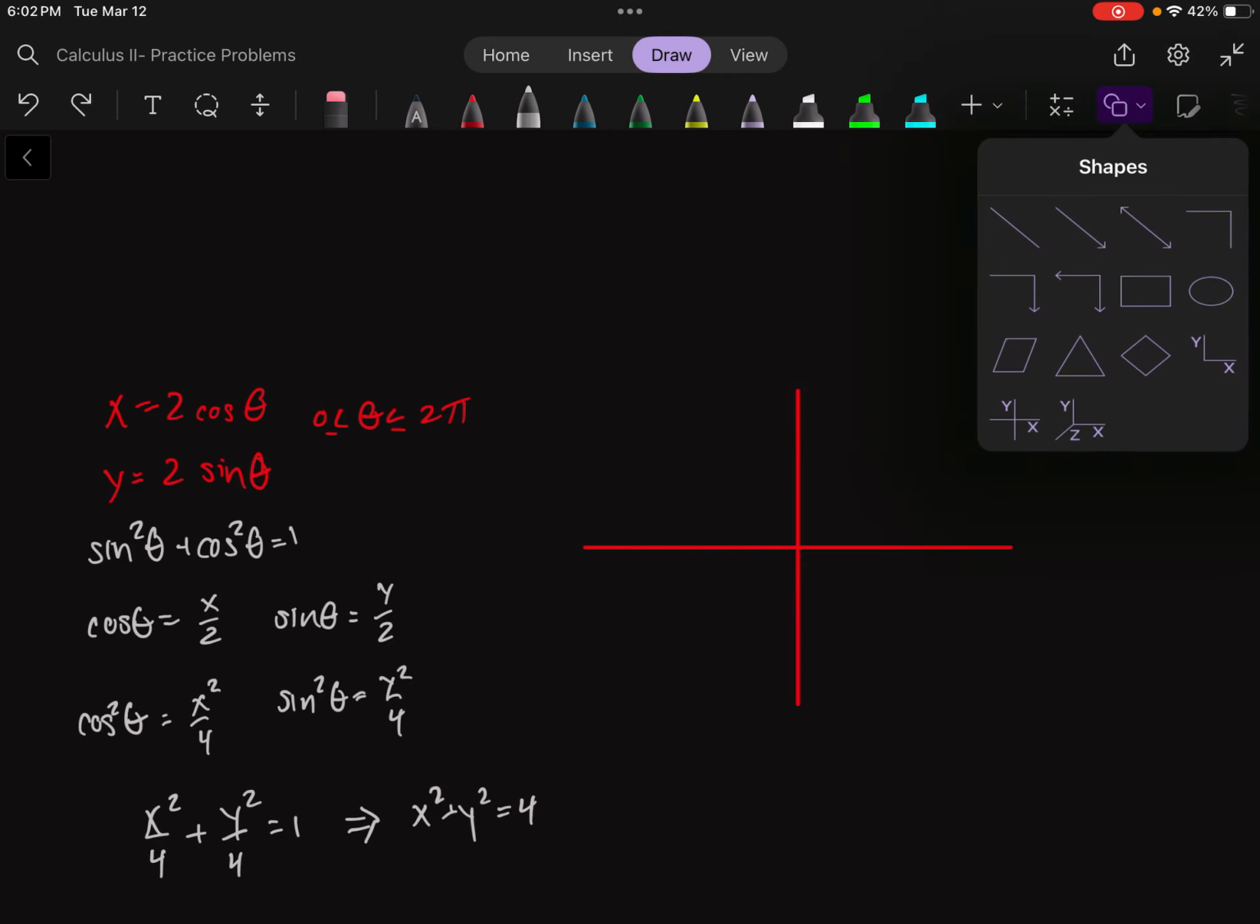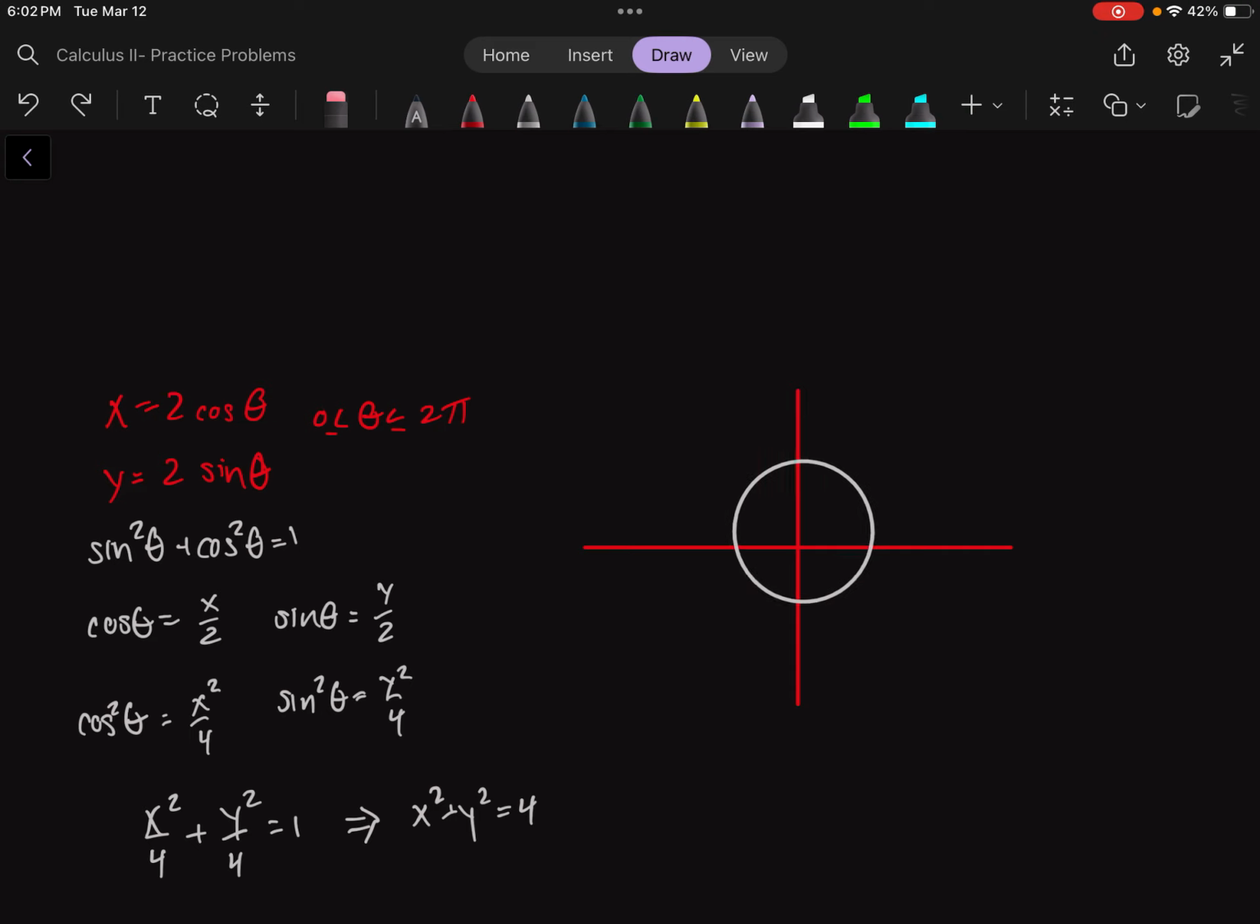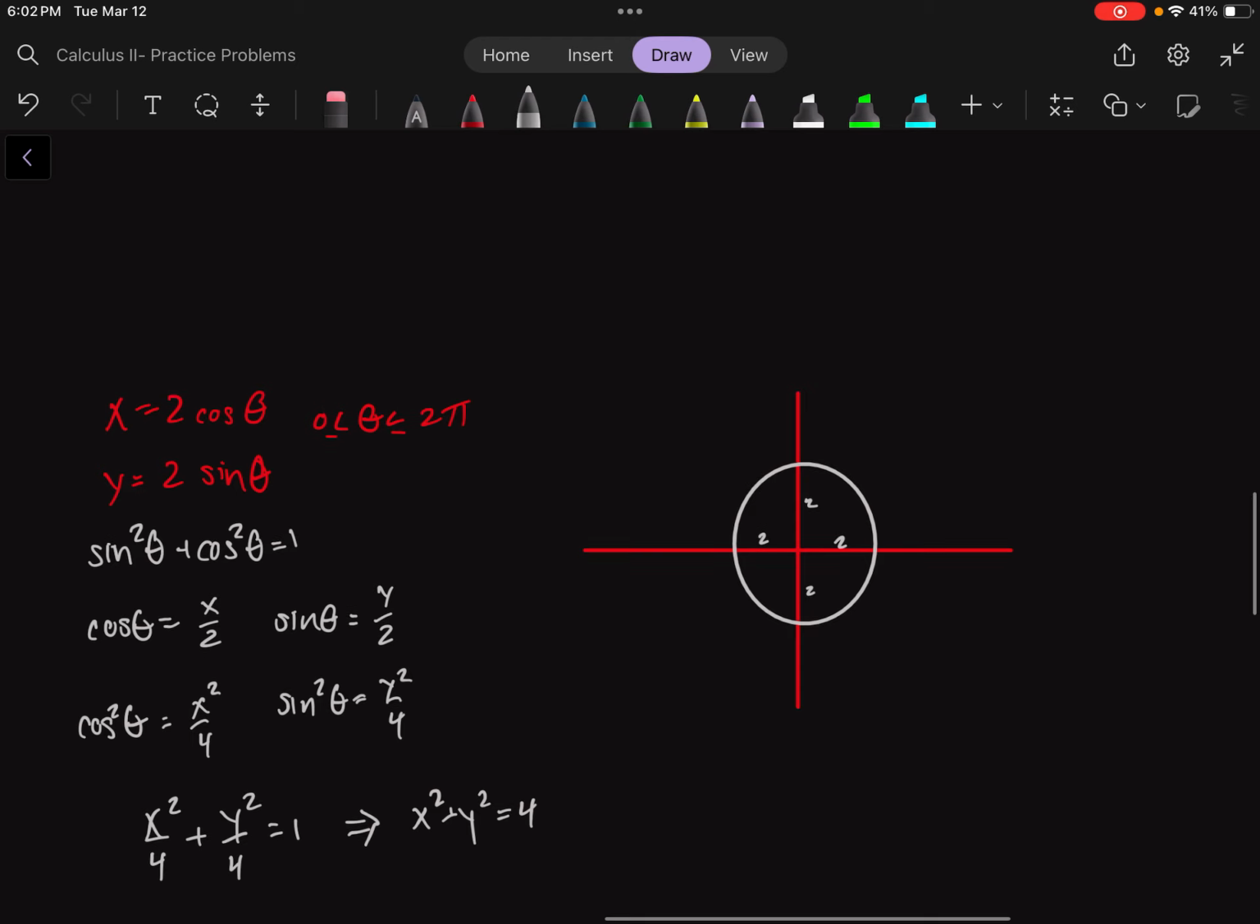Let me draw it a bit better. This is a circle with radius 2, right? So that's 2, that's 2, that's 2, and that's 2, because we know the equation of a circle is x squared plus y squared equals radius squared. But which way is it going? Is it going this way or is it going this way?